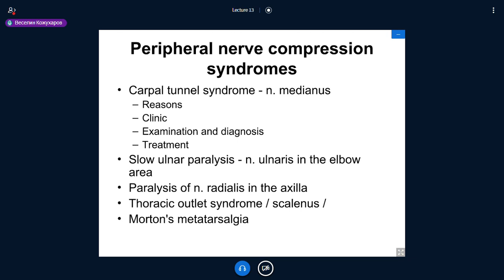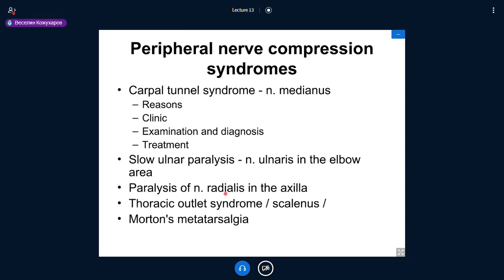And the most proximal site of compression could be at the foramina intervertebralis because of disc herniation, or some accessory ribs, or some cases of scalenus syndrome. This will also cause paralysis of the ulnar nerve. That's why neurophysiological examination is mandatory in every case of peripheral nerve syndrome. This examination will detect the actual site of compression.